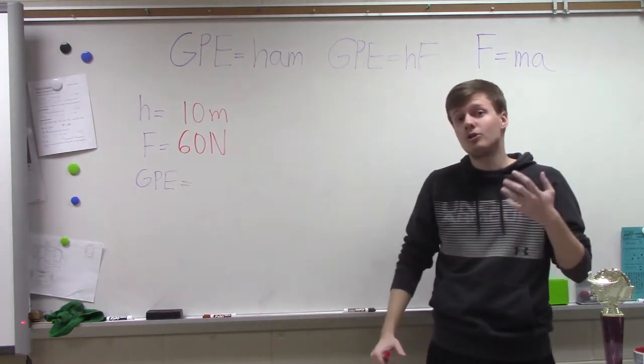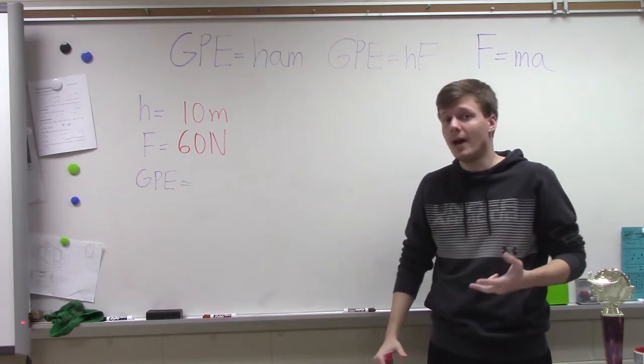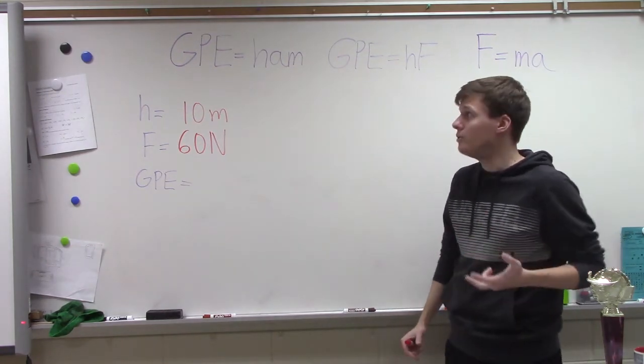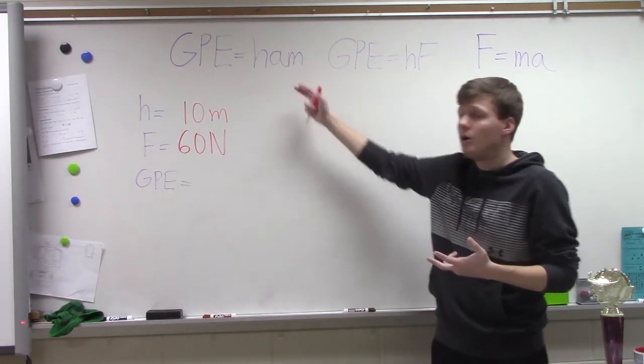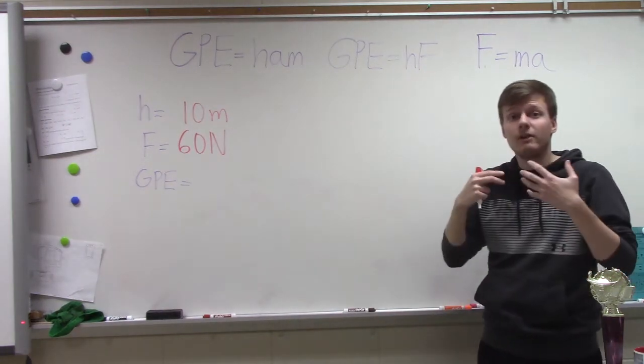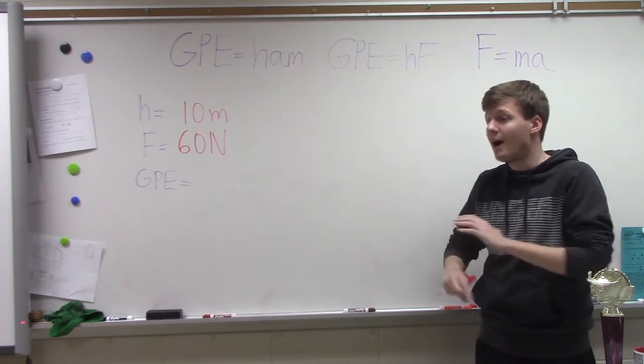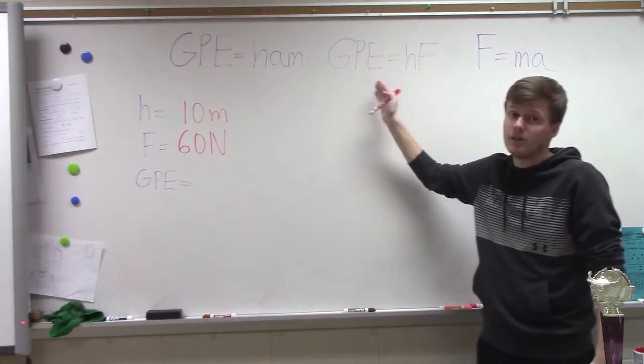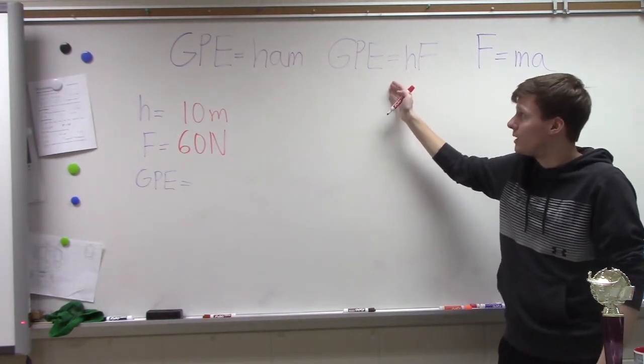So realistically, there are two equations you can use to calculate gravitational potential energy. You can use the one that we started with, which is hma, or you can use GPE equals HF. So anytime I ever give you a weight of something, I would immediately just skip over hma and I would go to this formula. It's going to help you out a lot. So we're going to use this formula.